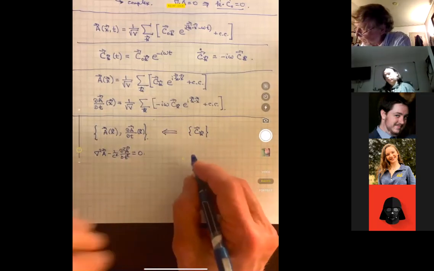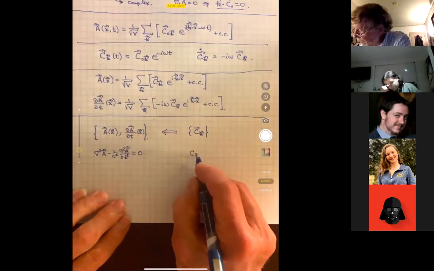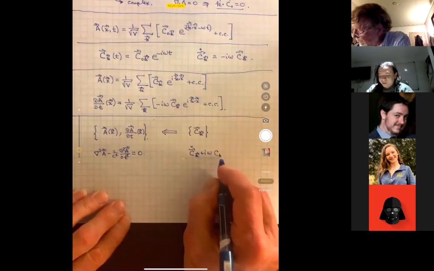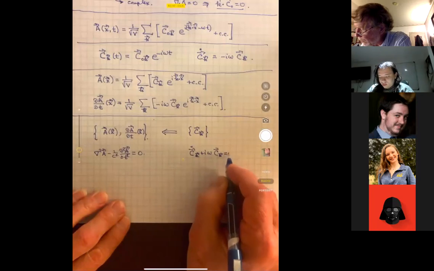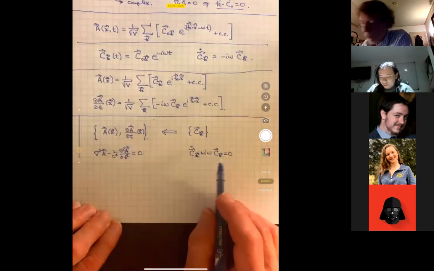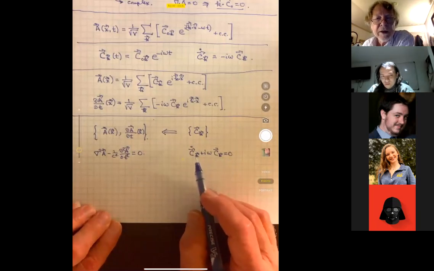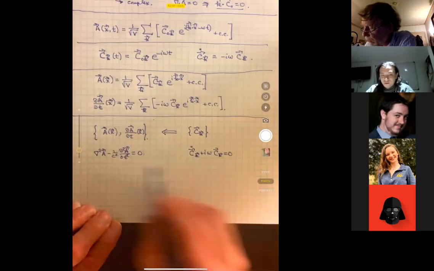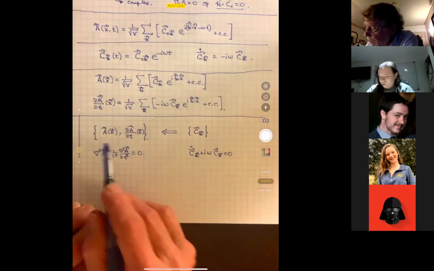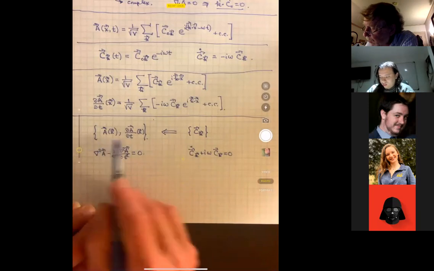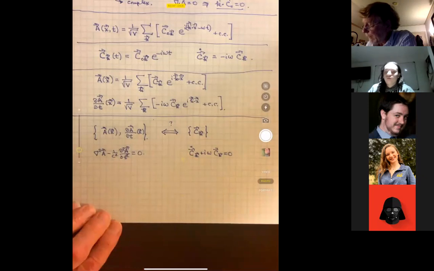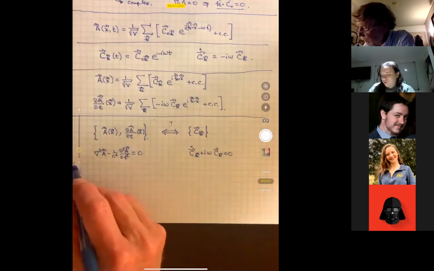And these obey their own equation of motion, which is that c sub k dot plus i omega c sub k is equal to 0. It's actually a simpler equation of motion than the wave equation because it's an ordinary differential equation instead of a partial differential equation. Now the question arises: since the c's determine the A's, do the A's also determine the c's? Can we go the other direction? Is that possible? And the answer is yes. And here's how we know how to do that.